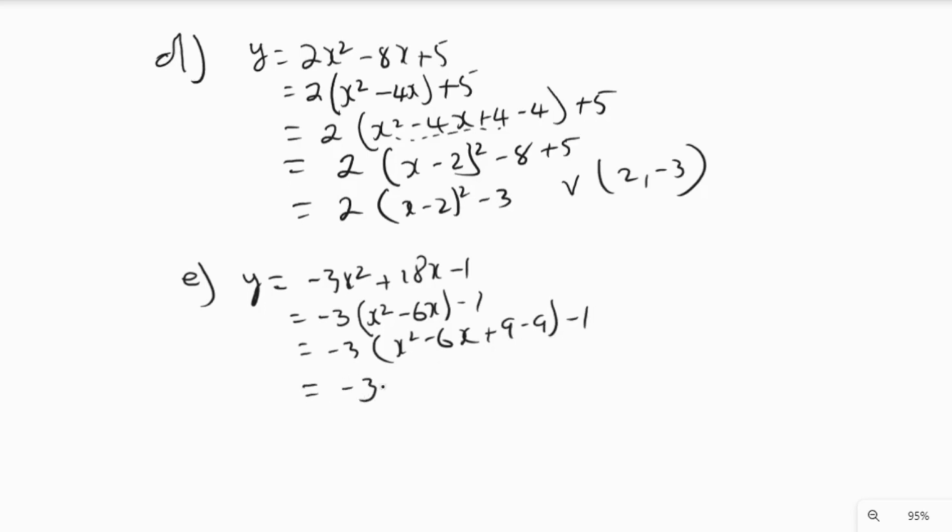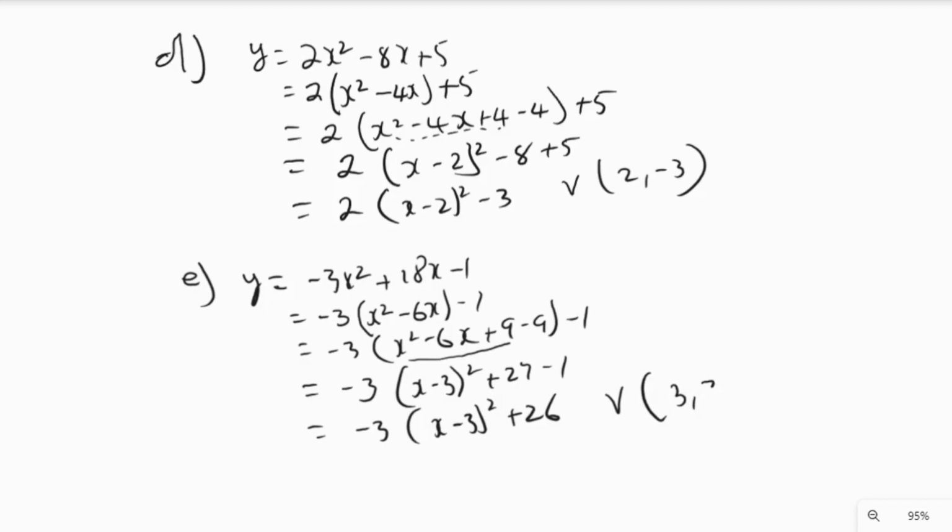Negative 3 (x minus 3). Half of 6 is 3. So we took care of the first 3. So negative 9, to be taken out of the bracket, must be multiplied by negative 3, plus 27 minus 1. Negative 3 (x minus 3) squared plus 26, and the vertex is (3, 26).